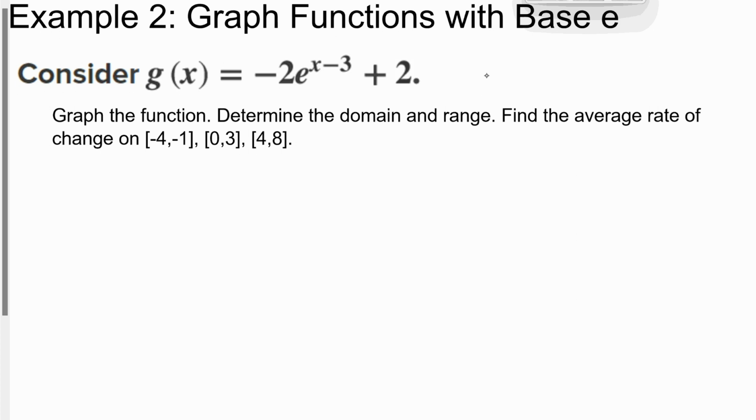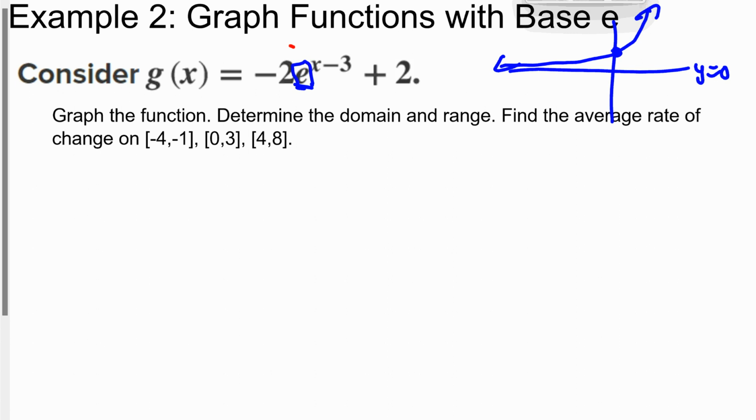Functions with base e. So again, the same thing. Section 3, example number 2, we're looking at just a base of e. Normally with the base e, you're still going to get (0, 1), because anything raised to the first is 1. You have a horizontal asymptote y equals 0.